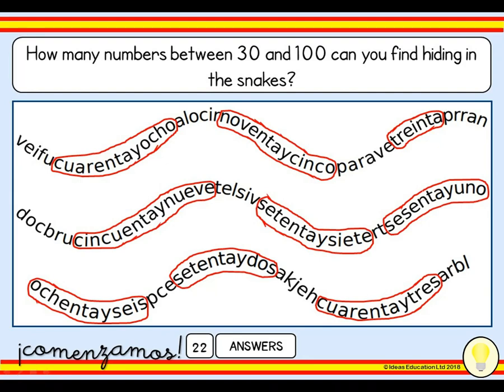Well done. Now, when I press the button, some numbers are going to start appearing on the screen. They're going to appear and then fade, and then the next one will appear and fade. What we need to do is we need to call out the numbers in Spanish before they fade and the next one appears. So are you ready to help me to call them out? Here we go.